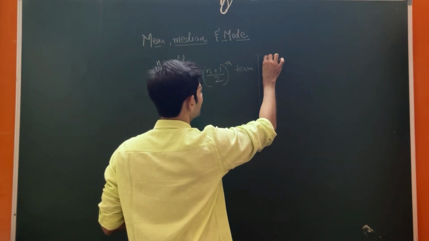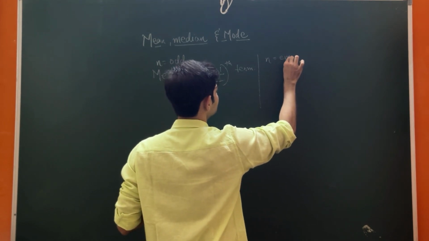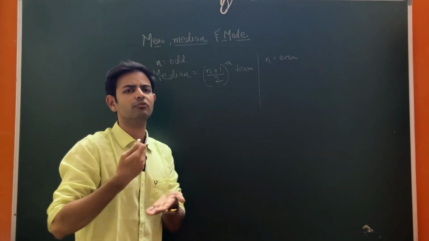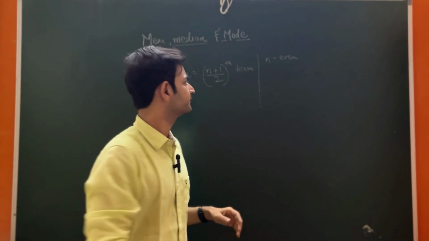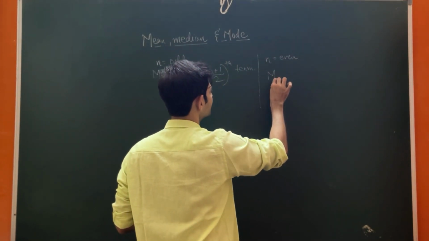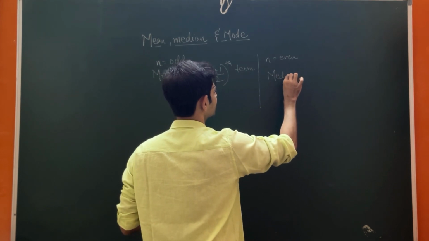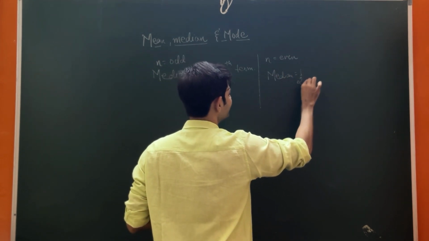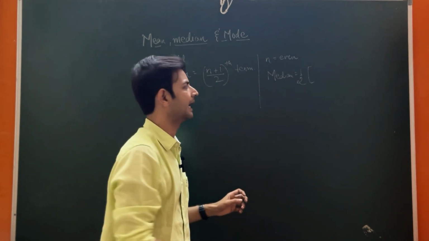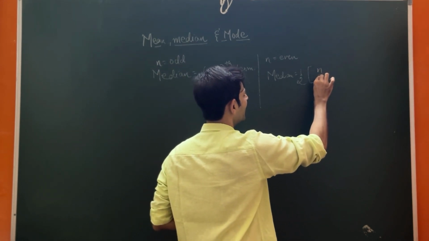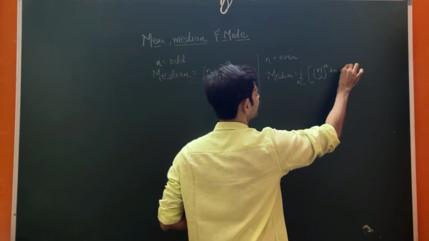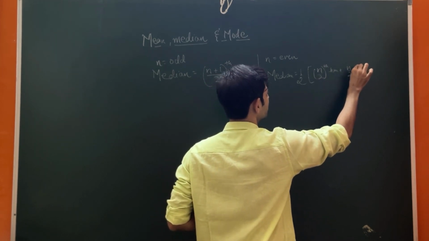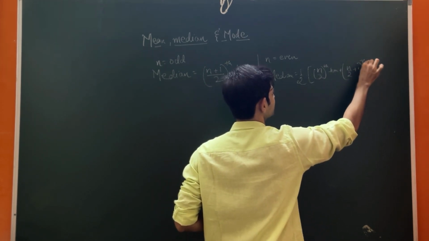In case the number of terms is even, that is, the number of terms can be 2, 4, 6, 8, 10, whatever it is, then median is the average of the n by 2th term plus the (n by 2 plus 1)th term.